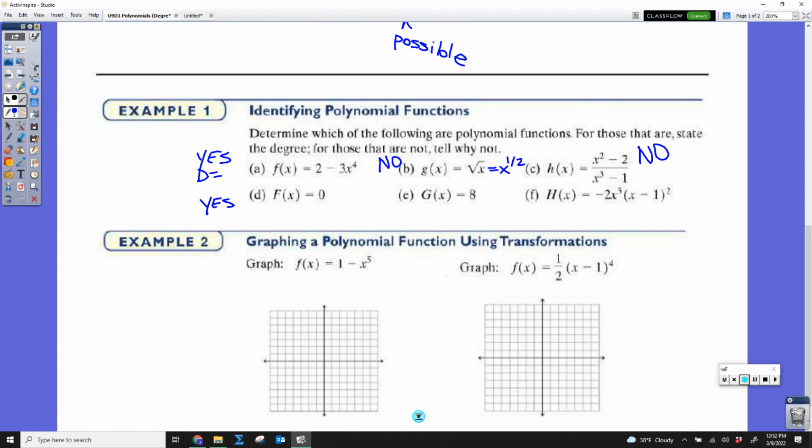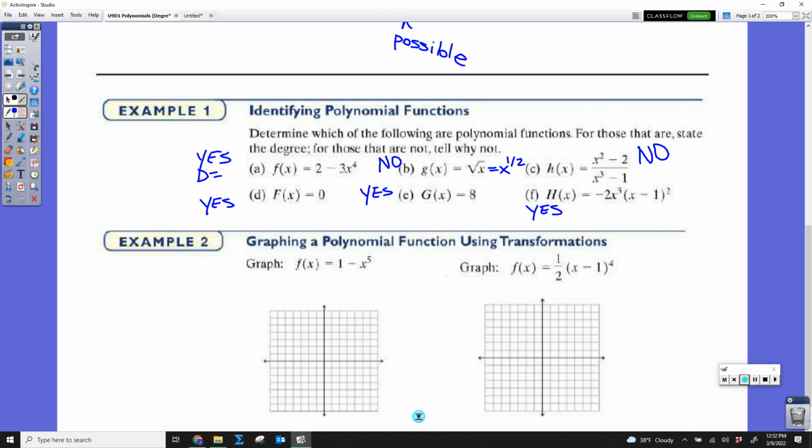This one's weird. It's a horizontal line. Okay, we'll come back to that one. E, yeah, this one's yes. F, yes. All right, so the degree.